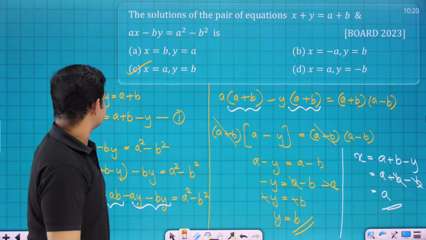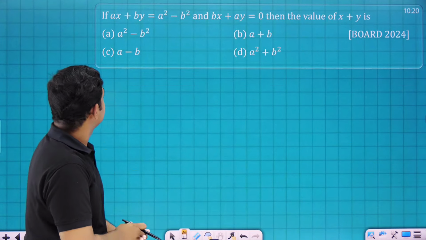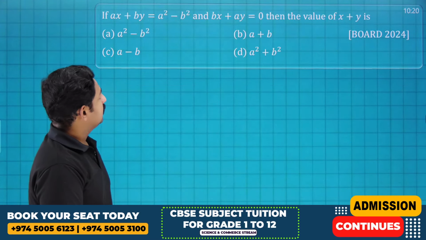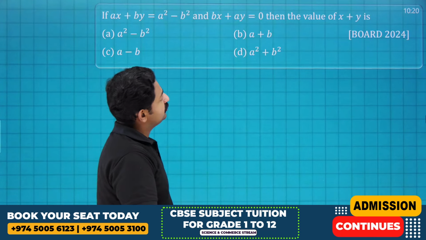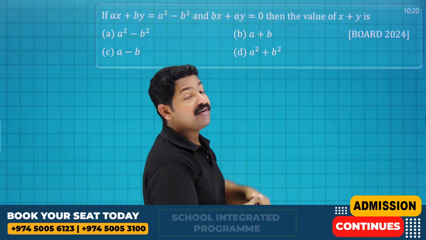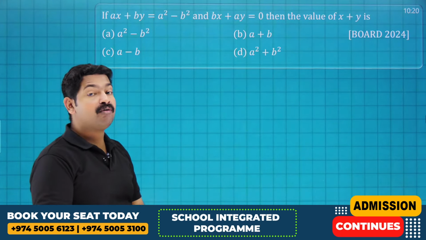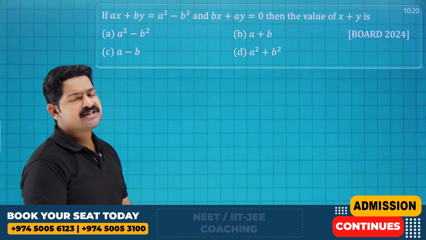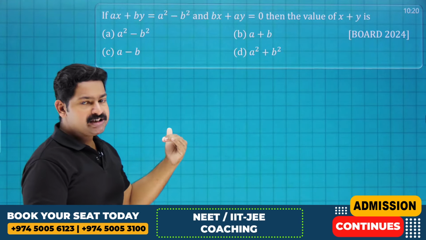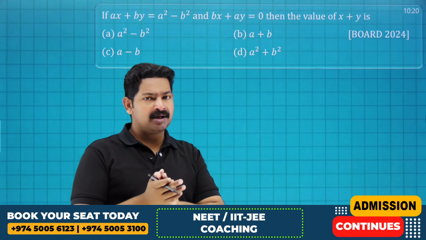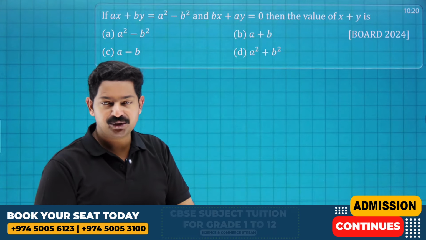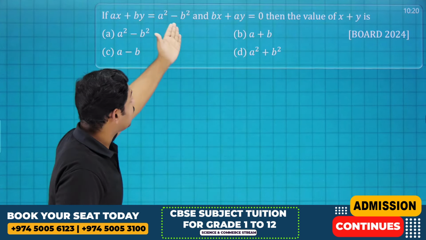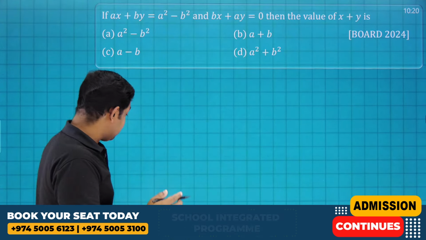Okay, so that's it. We are moving to the next one. ax plus by equal to a square minus b square, bx plus ay equal to 0. Then we need to get the value of x plus y. These two linear equations are given, so you can solve it in two ways. First, the normal way: you can use substitution or elimination, any method. And the second thing is, you can see it's a special type of equation. If you write it, we can understand.